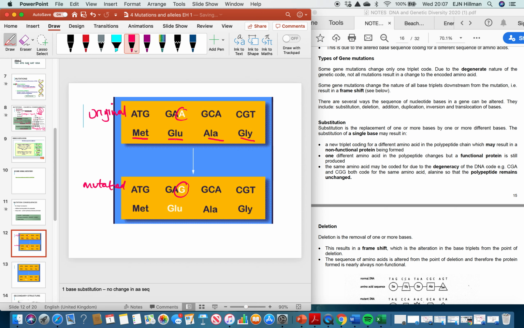What is that? I've had a complete mind blank. Anyway, something alanine and glycine.